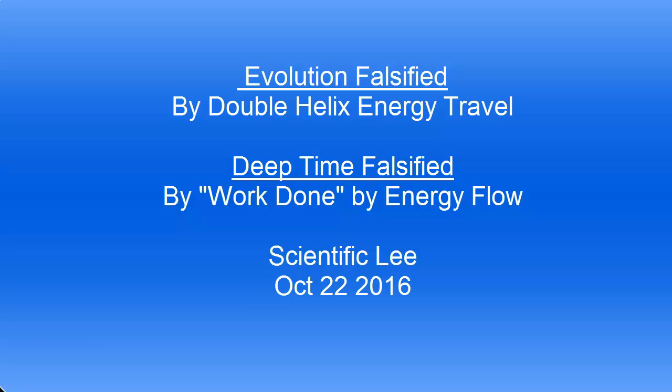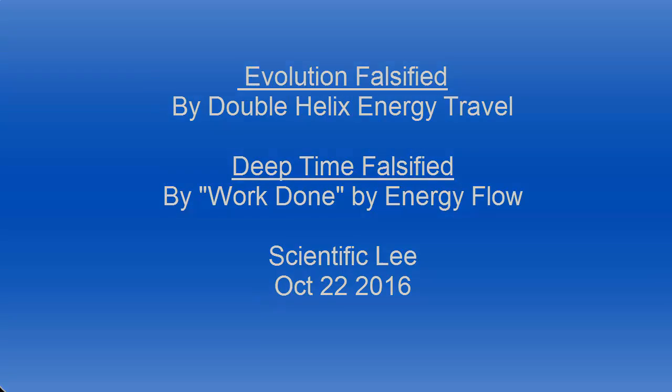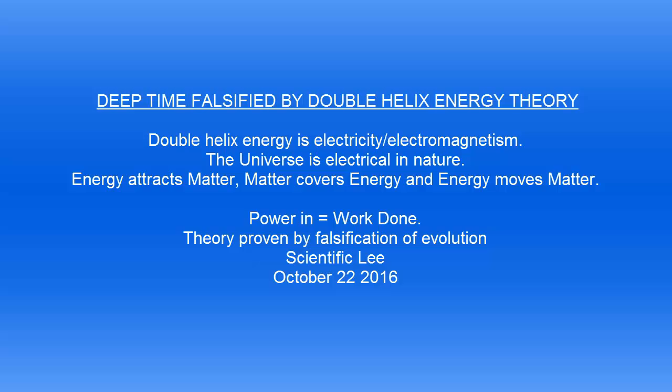Okay, today we're going to be talking about how evolution is falsified by double helix energy travel, and how deep time is falsified by work done by double helix energy flow. I'm going to start off with deep time, because that is the easiest thing to destroy in an electric universe. Now, deep time falsifies evolution, and evolution falsifies deep time, due to double helix energy flow.